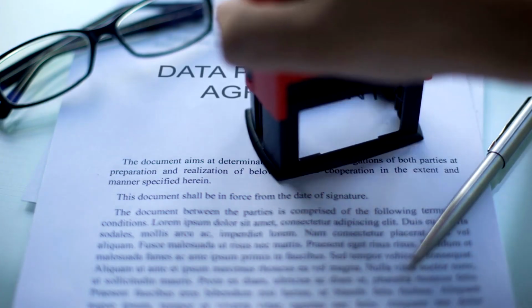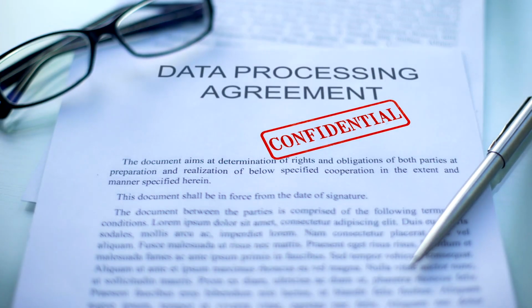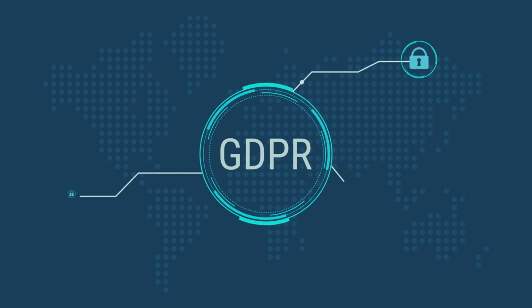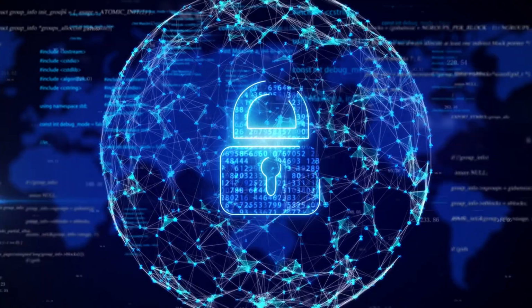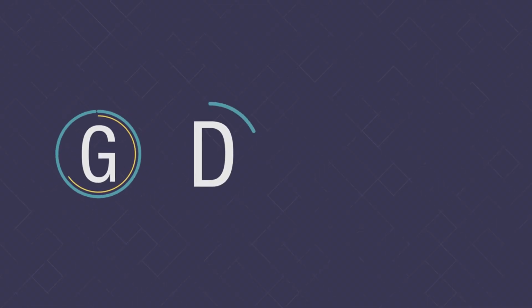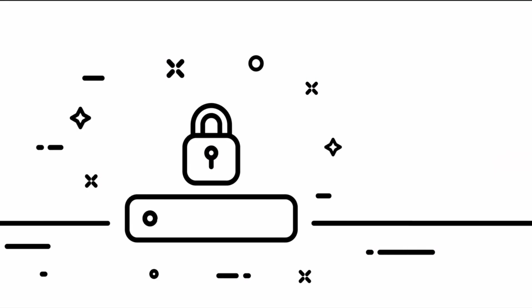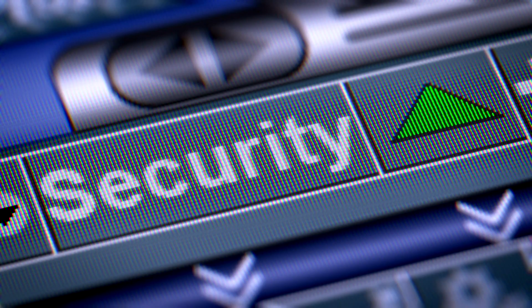Data Processing Agreements, DPAs. Organizations that process personal data on behalf of others are required to have data processing agreements, DPAs, in place. These agreements establish the terms and conditions of data processing, ensuring that data processors adhere to GDPR's requirements and safeguard data privacy. Data security. Data security is a central component of GDPR. Organizations are mandated to implement appropriate technical and organizational measures to protect personal data. This includes measures such as encryption, access controls, and regular security assessments.